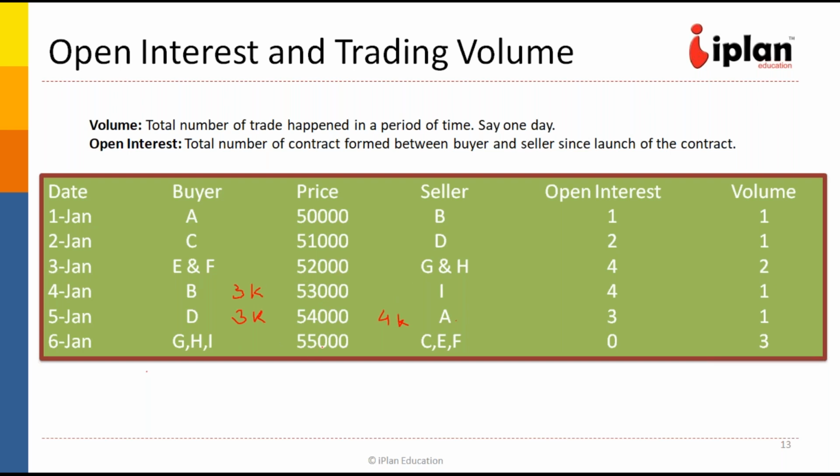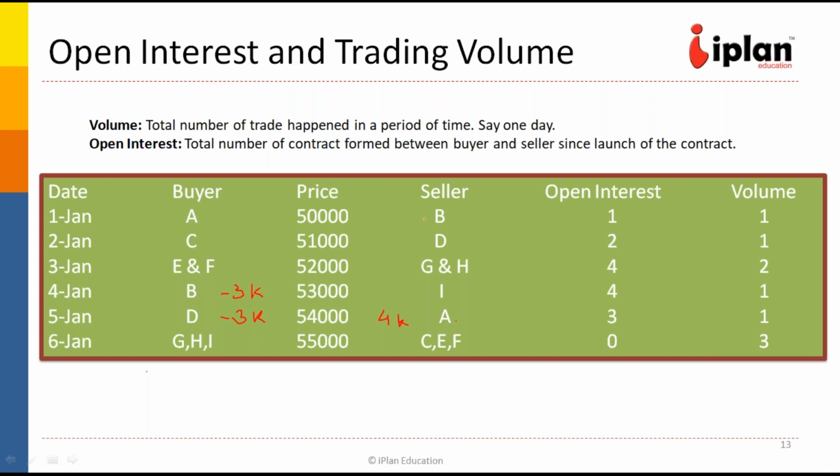Now the price increased. Now look here. It increased to 55,000. So these guys will also have a loss of 3,000 each. So what I do is I'll put a minus sign here. So B lost 3,000, D lost 3,000. Why did B lose? Because B sold at 50,000, and the price increased to 53,000.